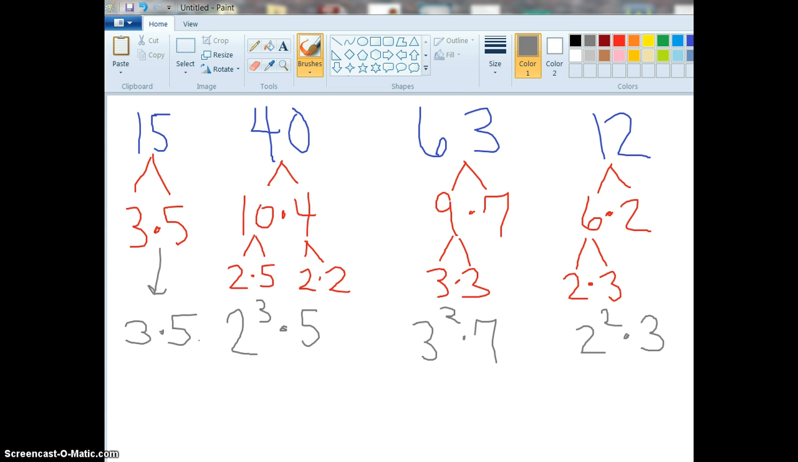Now again, if you have any repeating factors, you take the highest exponent. For the 3, we can take the 3 squared. For the 2, the highest exponent is cubed, so we'll bring down 2 cubed. And then we must include, as part of our answer, 5 and 7.